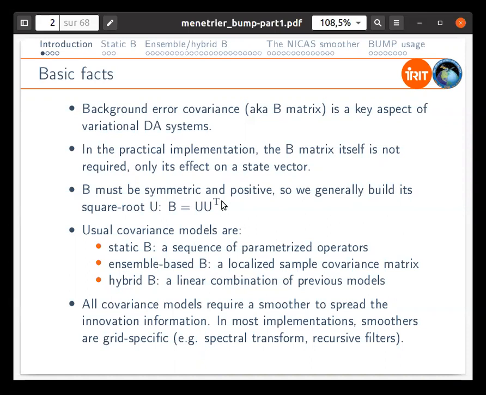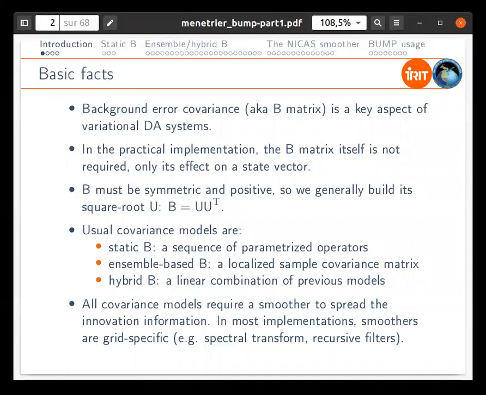To ensure that B is symmetric and positive, the common practice is to build its square root denoted U, and we apply successively the adjoint of U and then U itself, and so we are sure that B is symmetric and positive.